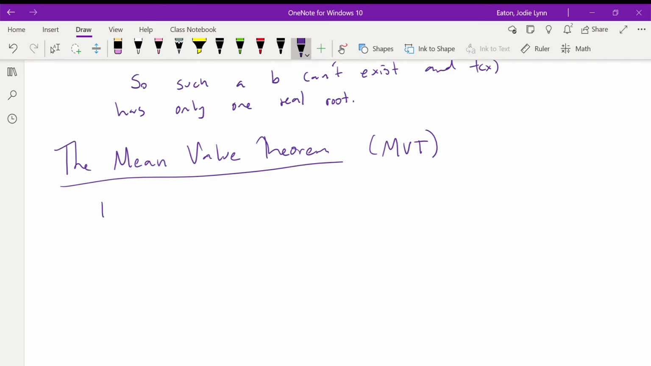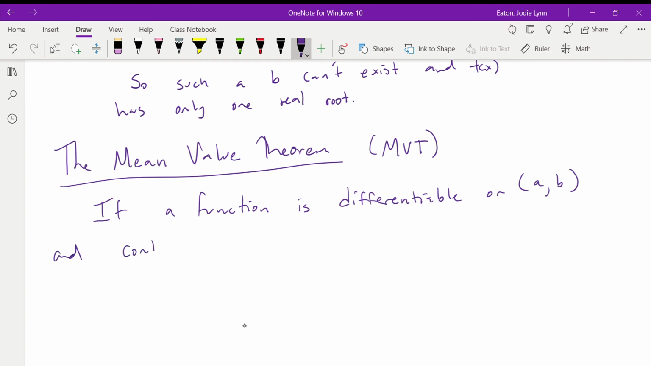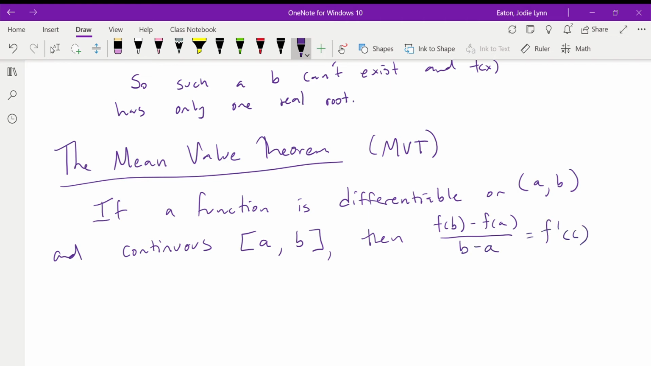So if a function is differentiable on the open interval AB and continuous on the closed interval AB, then f of b minus f of a over b minus a equals f prime of c for some c on the open interval AB. So some c that's between a and b.